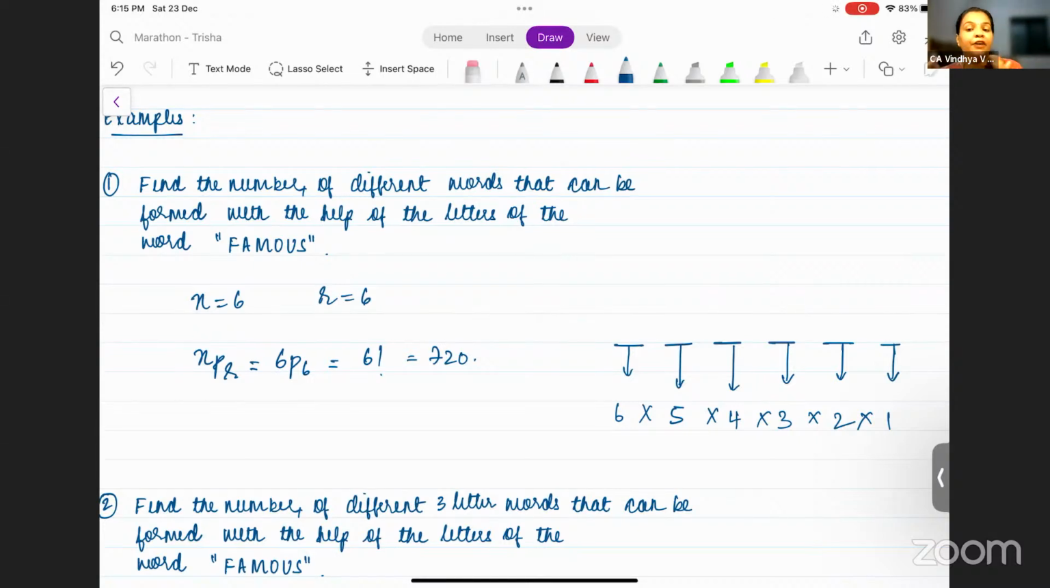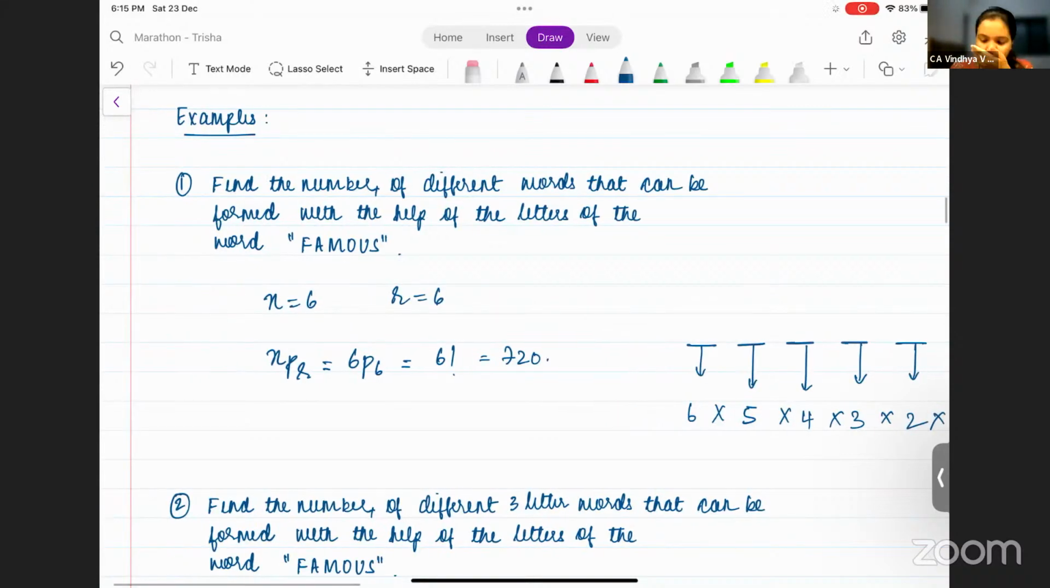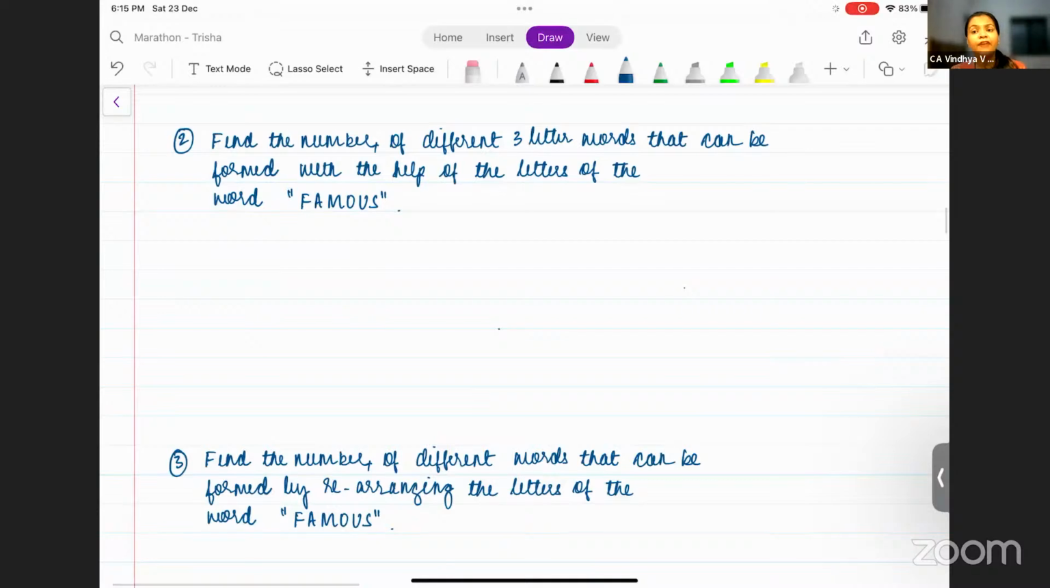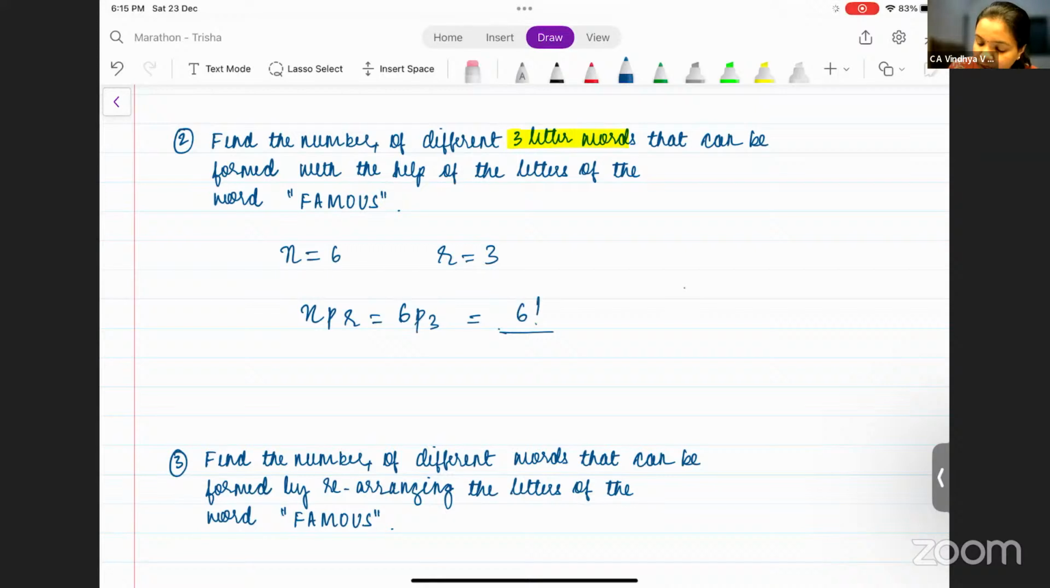Okay, so it's 6 into 5 into 4 into 3 into 2 into 1, which is 720. All right. Now, next question. Find the number of different 3-letter words that can be formed with the help of the letters of the word famous. Again, n is equal to 6, but here they have given a 3-letter word, which means r is equal to 3. So nPr will be 6P3, 6 factorial by 6 minus 3 factorial, that is 3 factorial.